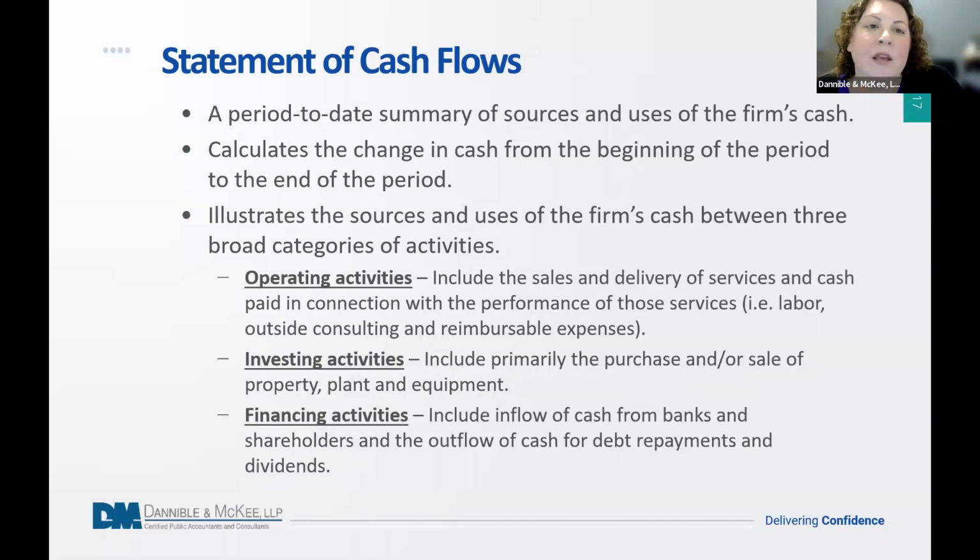Statement of cash flows. So I think one statement that I see most often not used on a monthly basis is some sort of a cash flow statement. So cash flow is a huge issue for AE firms, because you're constantly worrying about, if you work for a lot of state agencies, when are those payments going to be made? So cash flow is sometimes very tight. And that's why it's really important to look at your cash flow and determine where you're at month to month. A cash flow statement is really just a period to date summary of your sources of cash and your uses of cash.